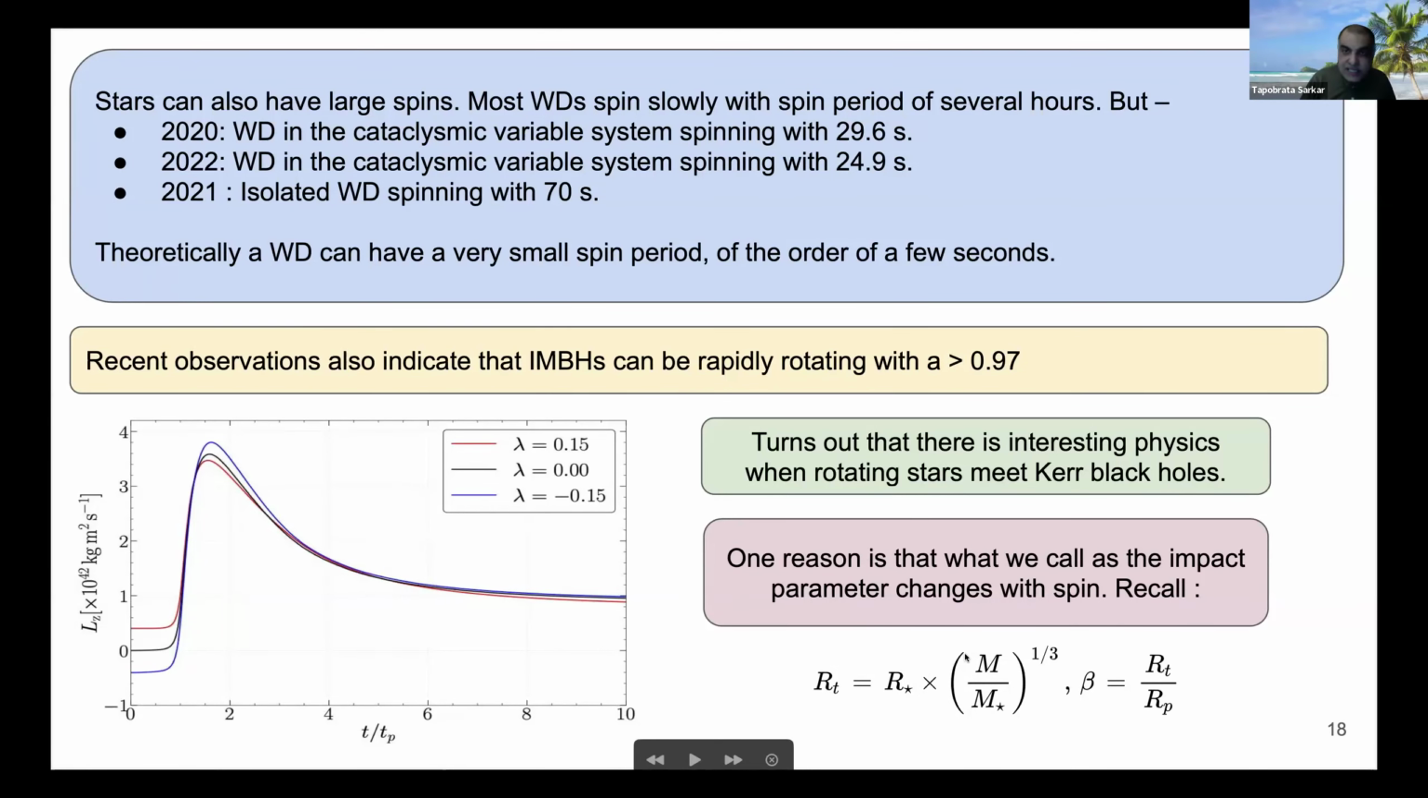So you can calculate a volume equivalent radius by thinking that this total volume is effectively that of a sphere with some radius. And it turns out that this volume equivalent radius always happens to be more than the radius of the corresponding non-spinning star. So if the volume equivalent radius is more, the tidal radius R_T increases, so beta increases, which means it has a deeper encounter, which means it would be tidally more disrupted. Okay, so this is one of the basic things that happens.